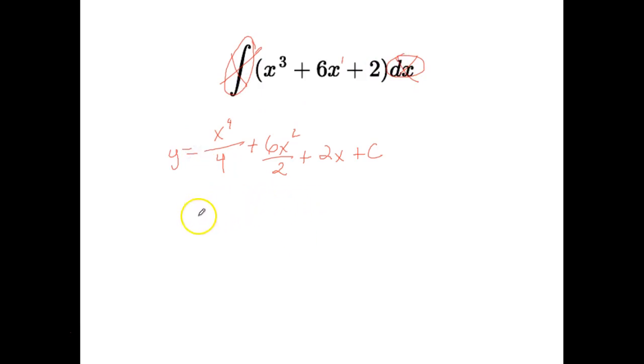Now you can also simplify this one, so why don't we simplify it real quick. X to the 4th over 4 plus 3x squared plus 2x plus c. And that would be my answer.